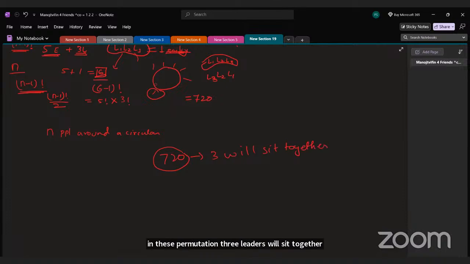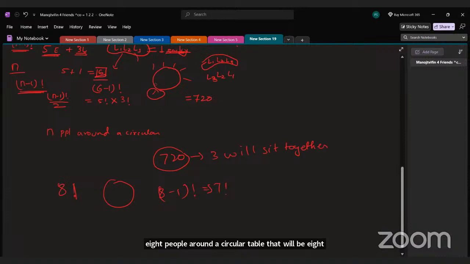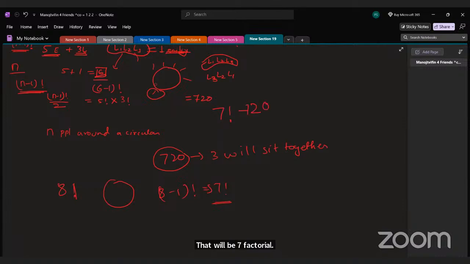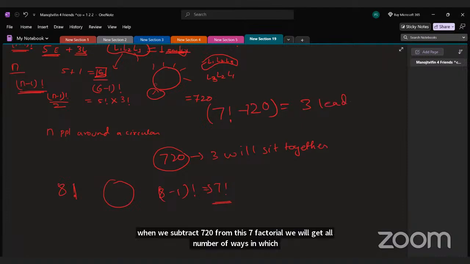Yes, sir. Now, in how many ways can we arrange 8 people around a circular table? That will be 8 minus 1 factorial, that will be 7 factorial. Now, when we subtract 720 from this 7 factorial, we will get the number of ways in which these 3 leaders will not sit together.